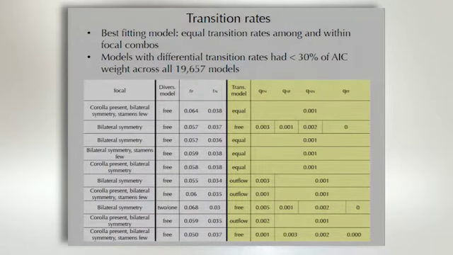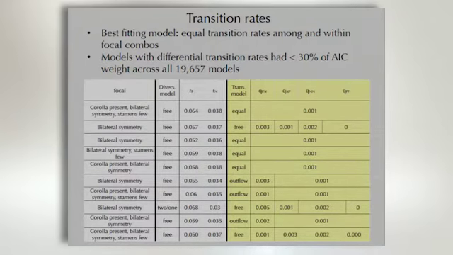So there's no evidence for biased transitions among any of those character states. And in fact, models with differential transition rates had less than 30% of the AIC weight across all of our 19,657 models. So differential transitions are not important in determining the distribution of character combinations across our data.